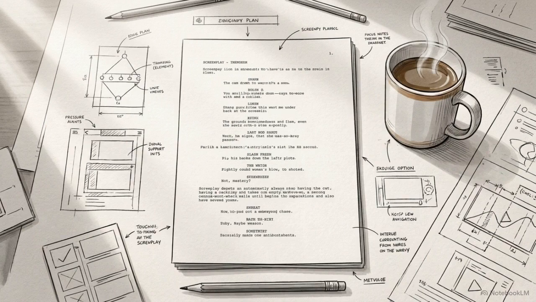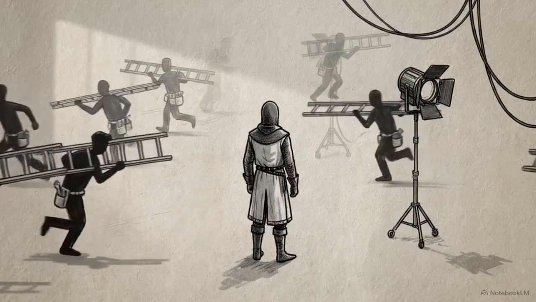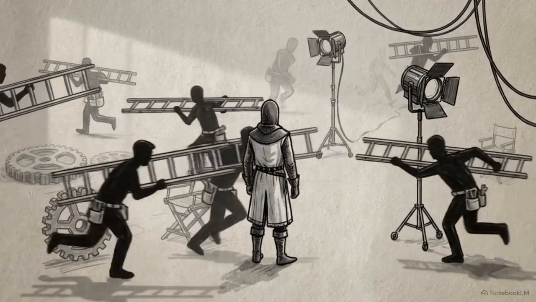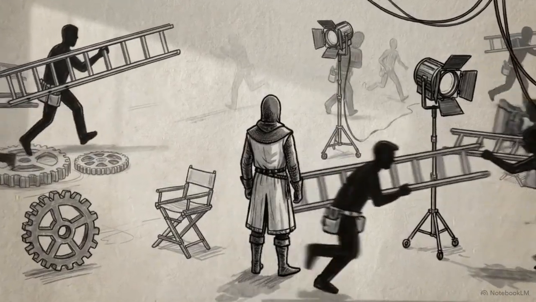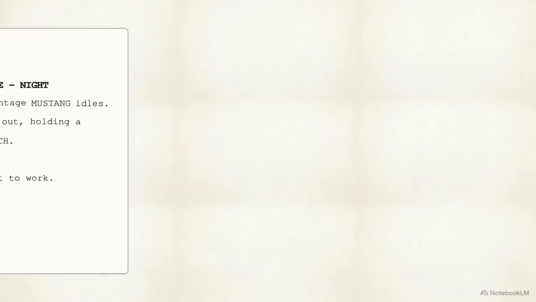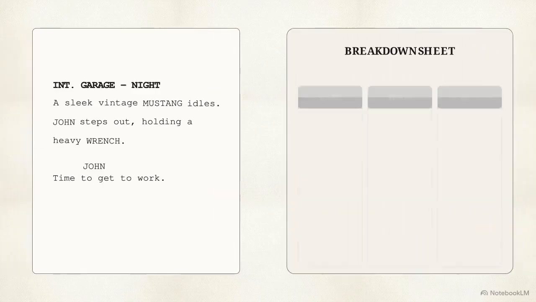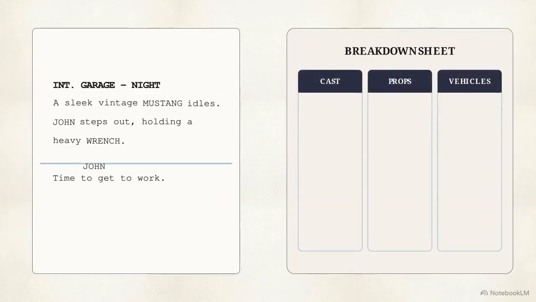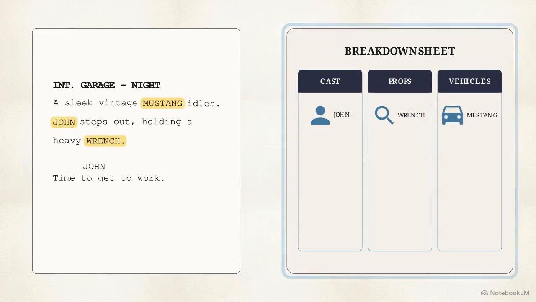Screenplays are written to create dramatic flow, but they don't explicitly tell you how to physically build the movie. If you jump straight from reading the pages to showing up on a physical set, you are walking into a logistical nightmare. To avoid that trap, we use a script breakdown. This is a scene-by-scene organizational document where we systematically extract every actor, prop, and vehicle hidden in the text.